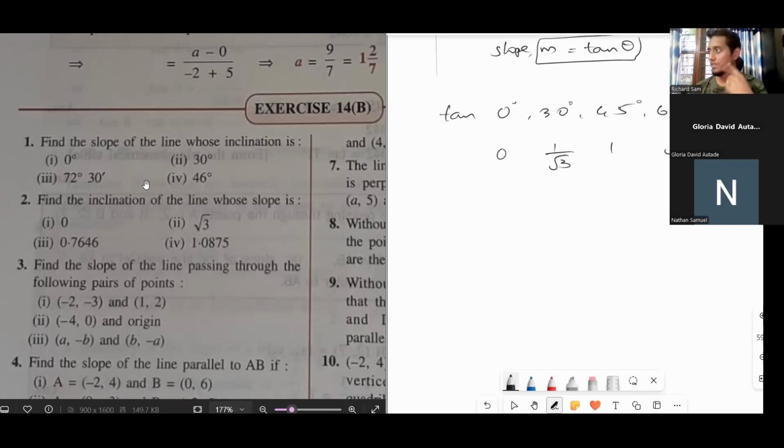Now the second question is the opposite way. Find the inclination, which means you have to find the angle, and they've given the slope. So again the formula m is equal to tan theta.